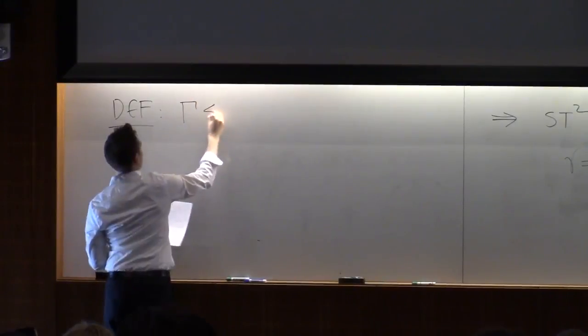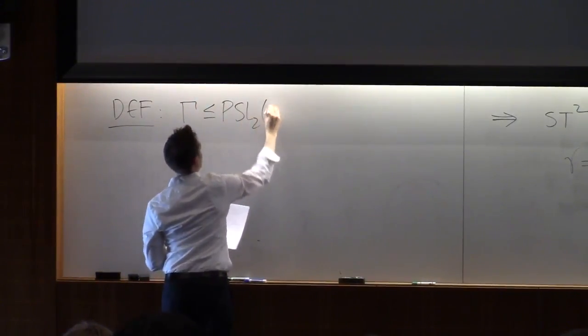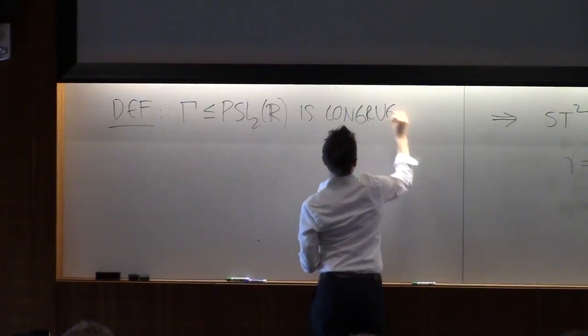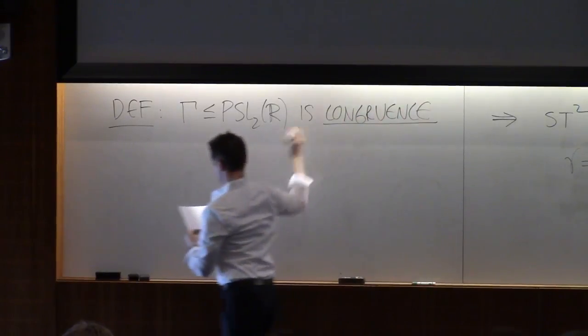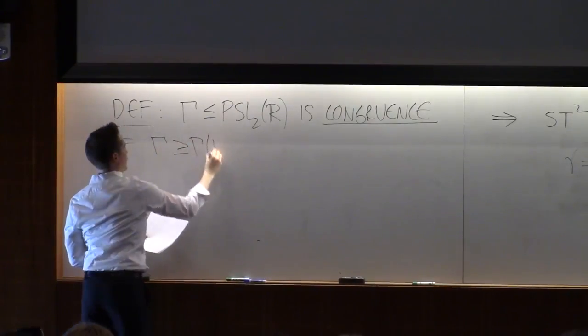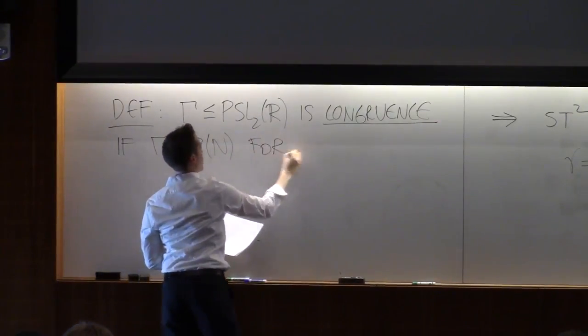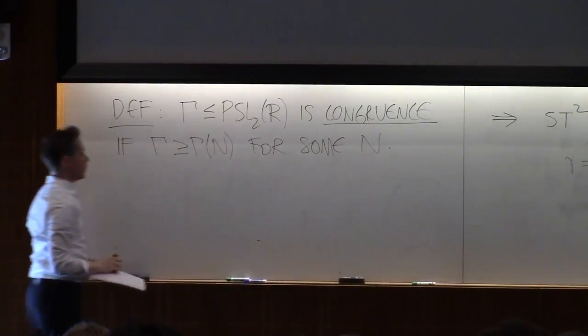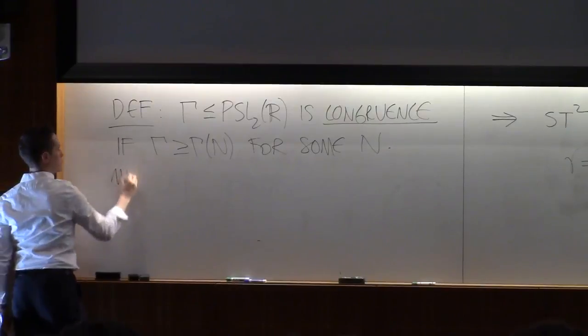So Gamma, a subgroup of PSL2R, is congruent if Gamma contains Gamma N for some N. The minimal N is called the level.